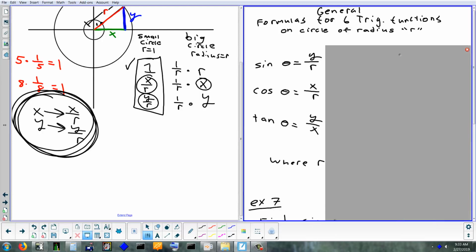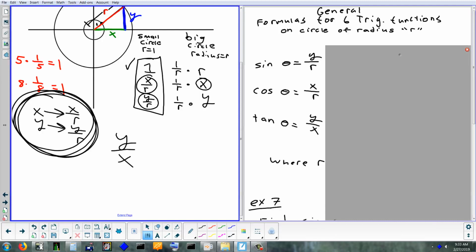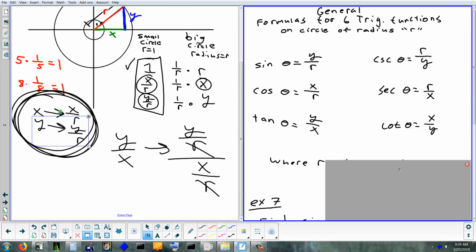Okay, so we just saw that tangent stayed the same. Well, before, this is what we were doing all week. Tangent was y over x. Y becomes y over r. X becomes x over r. But when I divide those two fractions, the r's just cancel out, and the tangent ends up being the same formula. Now, once we have the 3 on the left, what did we do to get the ones on the right? We just split them. So cosecant is r over y, secant is r over x, and cotangent is x over y.